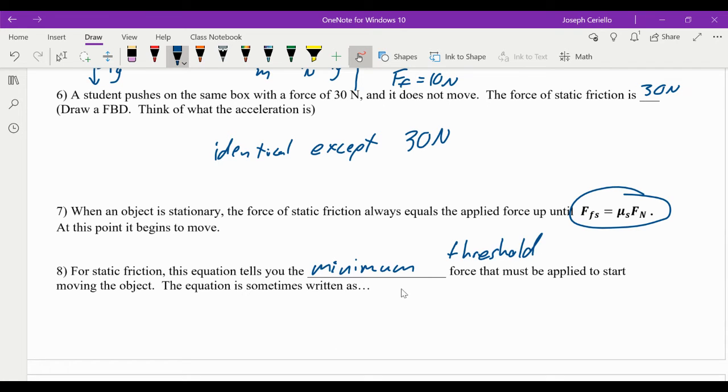So since it's really the threshold, technically the equation is written like this. Force of static friction is less than or equal to the coefficient of static friction times the normal force, meaning the force of static friction could be much, much smaller than this number. This number here tells you when it starts to move. You can push it with as much force as you want, but until you reach this number, it is not moving, and the force of static friction will equal the applied force.